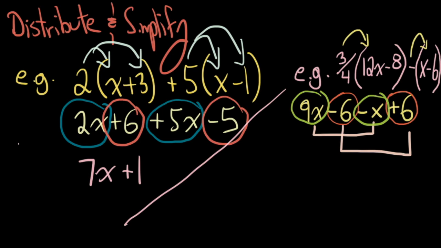Up to you. So let's start with our x's. 9x minus x, so that's going to be giving us 8x. And negative 6 plus 6 gives us 0. Huh, that's pretty cool. Your answer is just 8x. That was awesome. And there you go. So that's the distributing and simplifying.